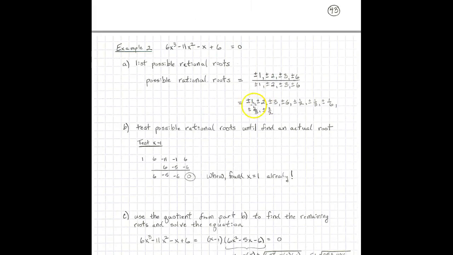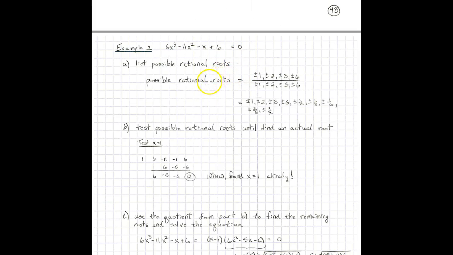So let's extend that idea and actually find one. So example 2, 6x cubed minus 11x squared minus x plus 6 equals 0. So I have a cubic polynomial set equal to 0, so it's called a cubic equation. And then I want to list the possible rational roots.